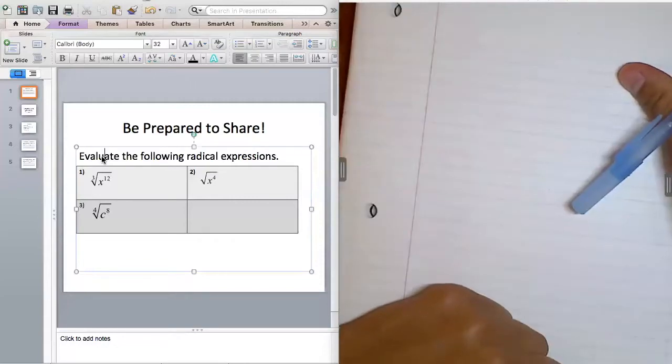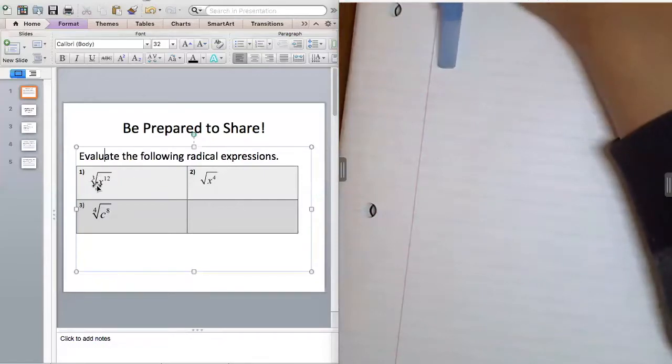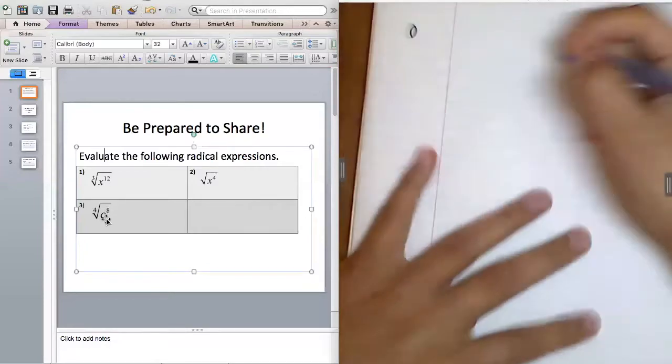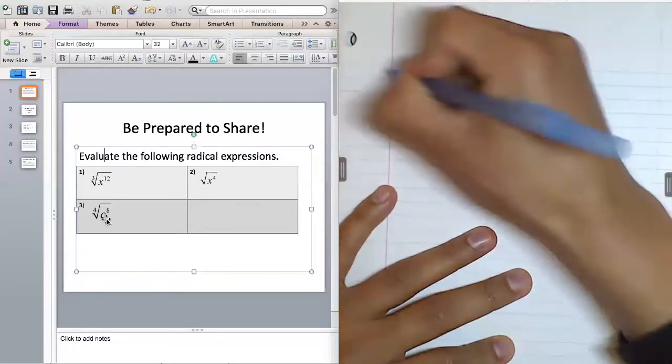Let's get to this warm-up activity. It says, evaluate the following radical expressions. The first problem is the third root of x to the 12. The second one is the square root of x to the fourth. And the third one is the fourth root of c to the 8. All right? Let's do number 1.